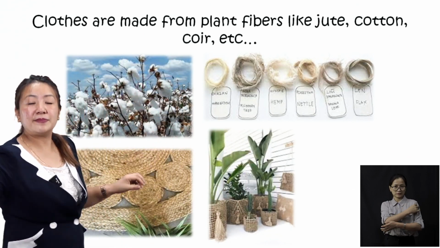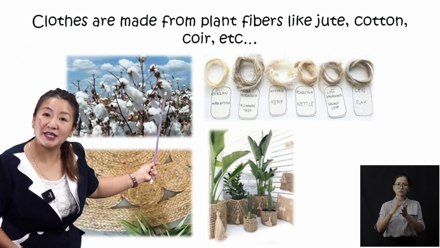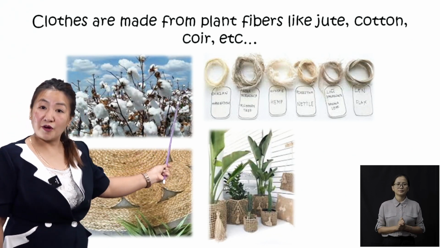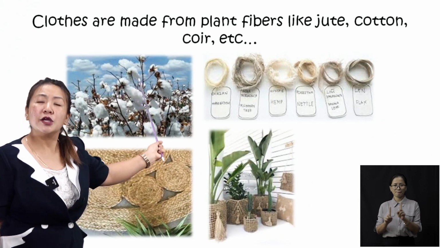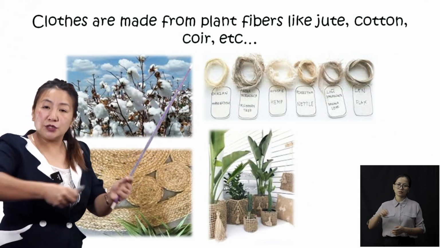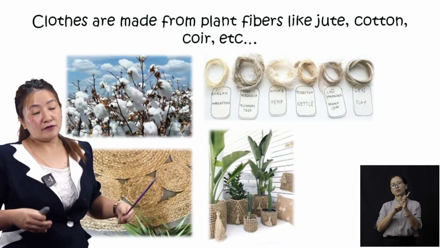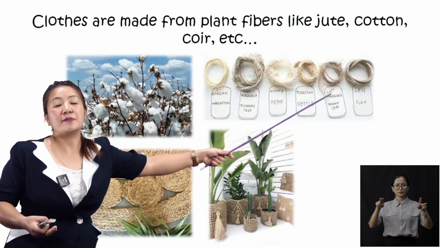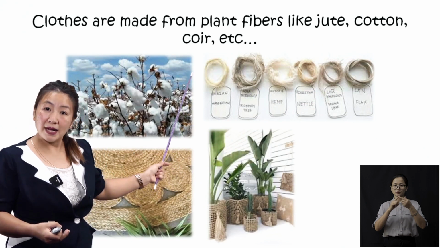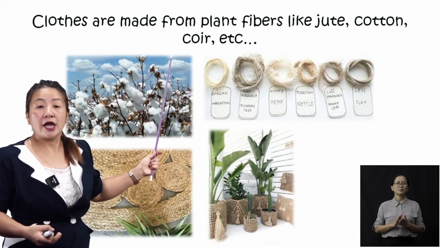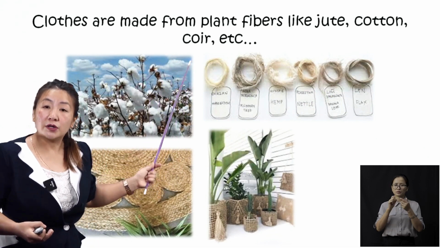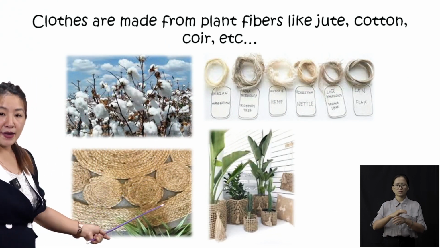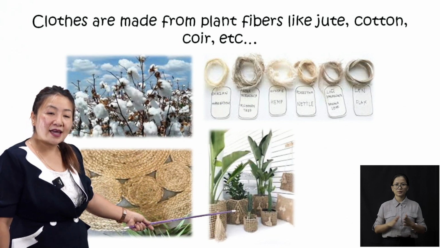This is a cotton plant. See, have you seen a cotton plant, children? See this? Cotton comes from plants like this. You collect the cotton, you spin it into yarn, and then you make it into fibers and then clothes. See, these are the different types of fibers from plants like jute, and from bamboo also, and from cotton also. We get all these different fibers you use for making all these mats and all these baskets.